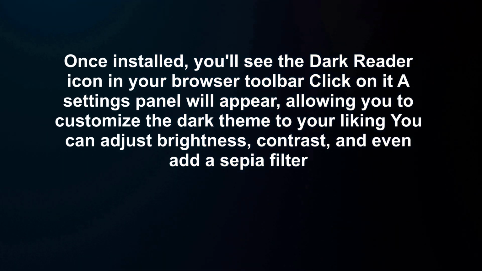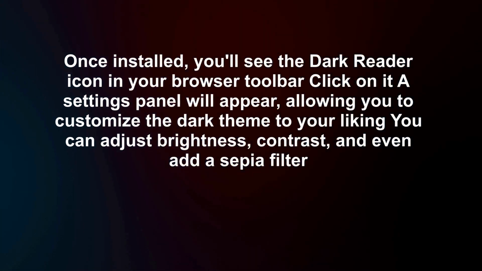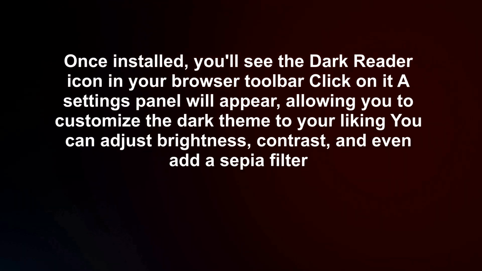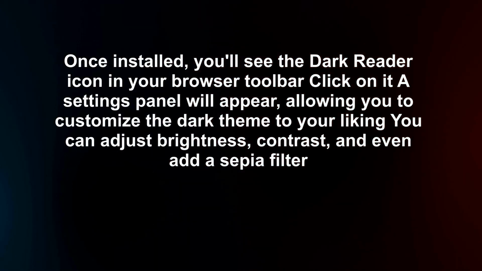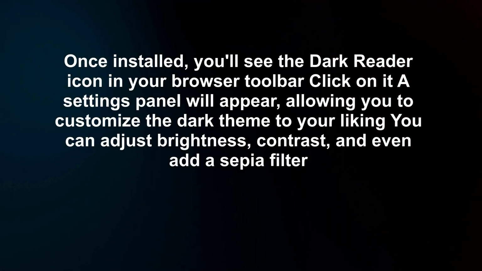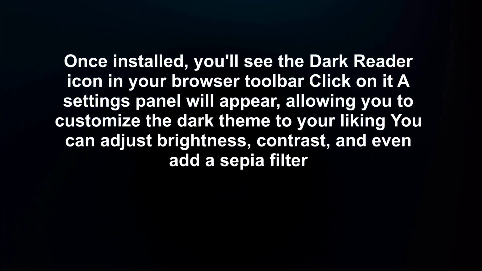Once installed, you'll see the Dark Reader icon in your browser toolbar. Click on it. The settings panel will appear, allowing you to customize the dark theme to your liking. You can adjust brightness, contrast, and even add a sepia filter.